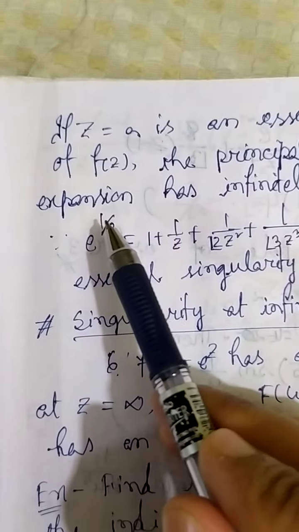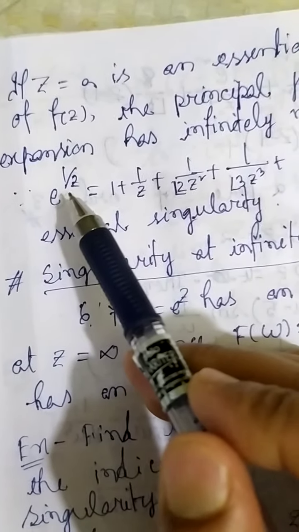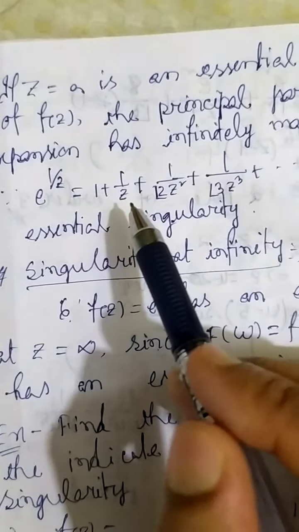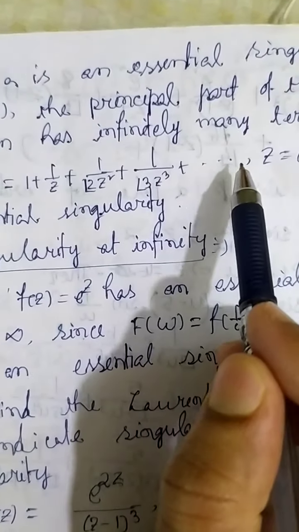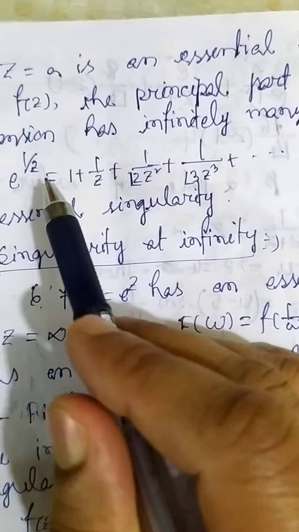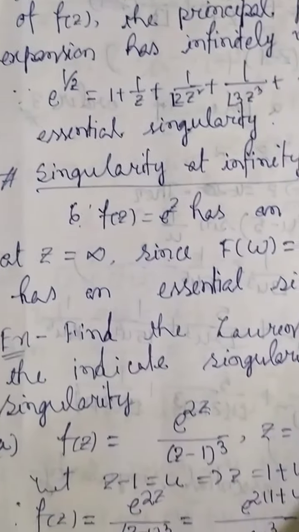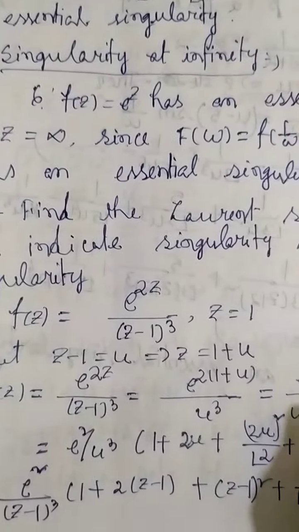then we say that z equal to a is an essential singularity. So here, z to the power 1, e to the power 1 by z, we assumed that this is an essential singularity in our previous case, because you can see the principal part contains infinitely many terms, 1 by z. So z equal to 0 is an essential singularity.